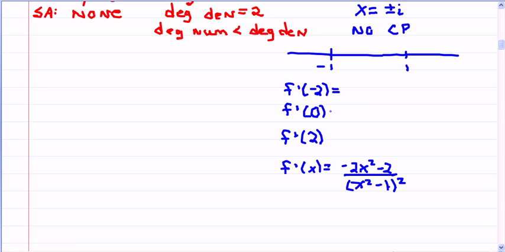And now I will take the 3 points and substitute them into the first derivative. We are not looking for the value, but rather we are looking to see if the answer is positive or negative, so that we know whether the function is increasing or decreasing. When I take negative 2 and substitute it in for x in the first derivative, I end up with something negative in the numerator and something positive in the denominator, which means the answer will be negative.